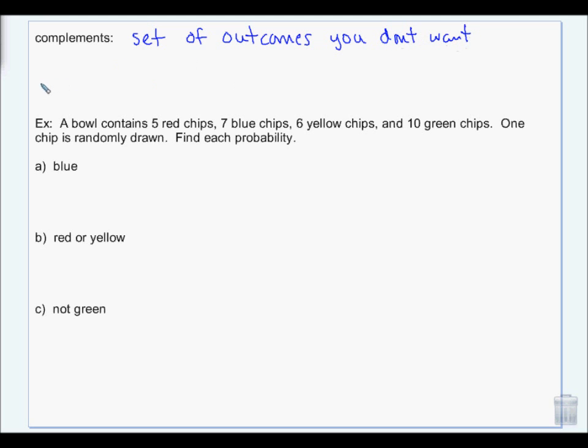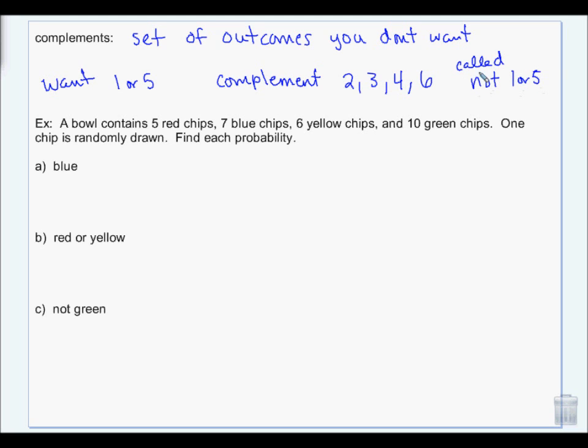Okay, so we'll go back to that example where I want a 1 or a 5. Then the complement would be 2, 3, 4, and 6, right? Because that's the different numbers minus the 1 and the 5. And it would be called not 1 or 5. So when they say not green, they mean the complement. So they mean every other color that isn't green.